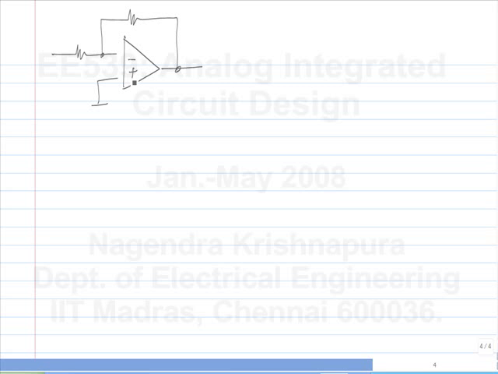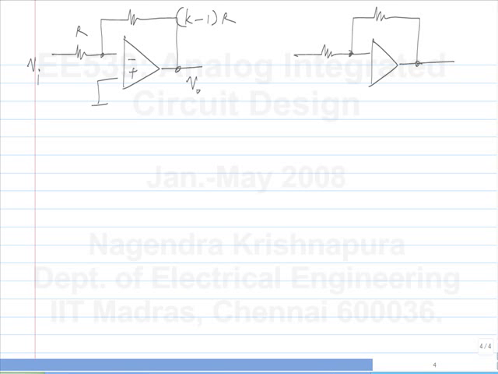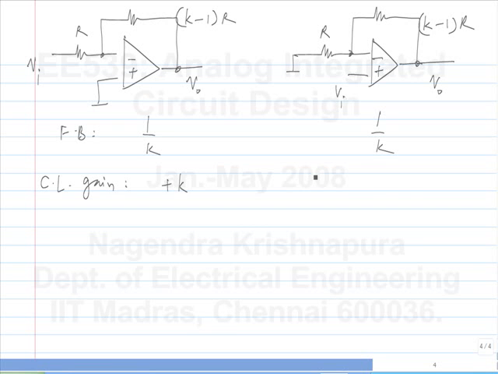So this is an inverting amplifier. And I'll write it similarly. Okay. So in both cases, the feedback fraction is 1 over k. Okay. But the closed loop gain, here it is plus k, here it is minus k minus 1. Oh, I wrote it the other way around, right? So this is the non-inverting, this is the inverting amplifier.